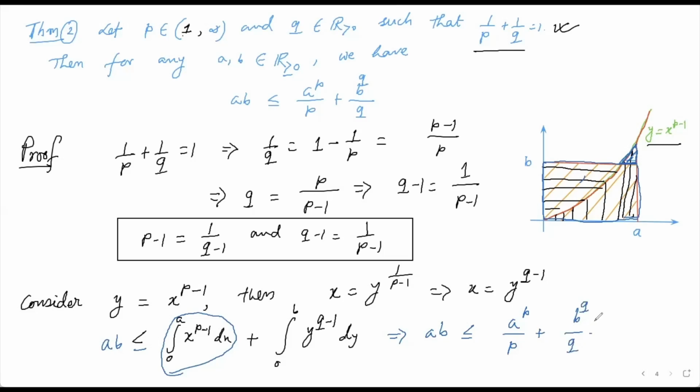Which is nothing but Young's inequality. Furthermore, equality holds if and only if B equal to A power P minus 1, or A equal to B power Q minus 1, or equivalently this. So this is called Young's inequality.